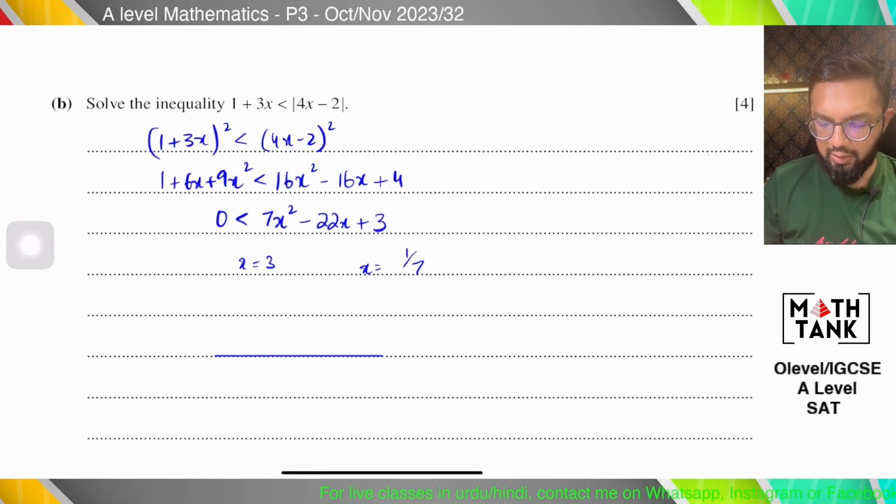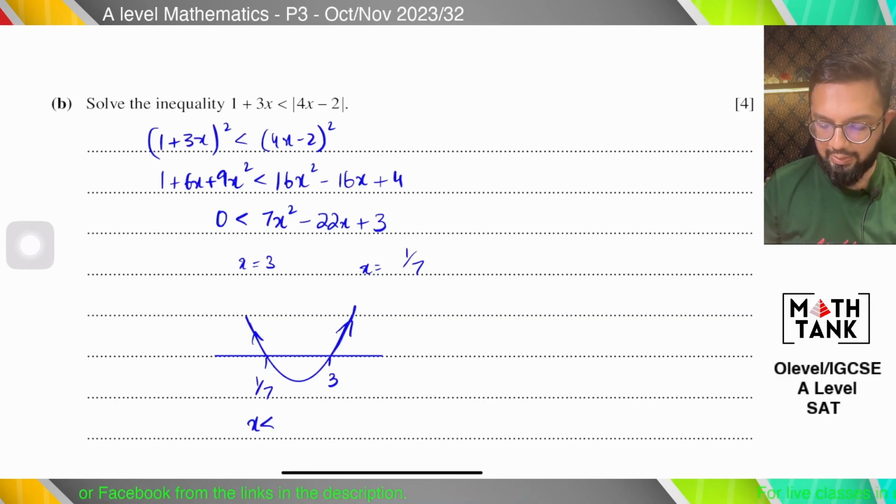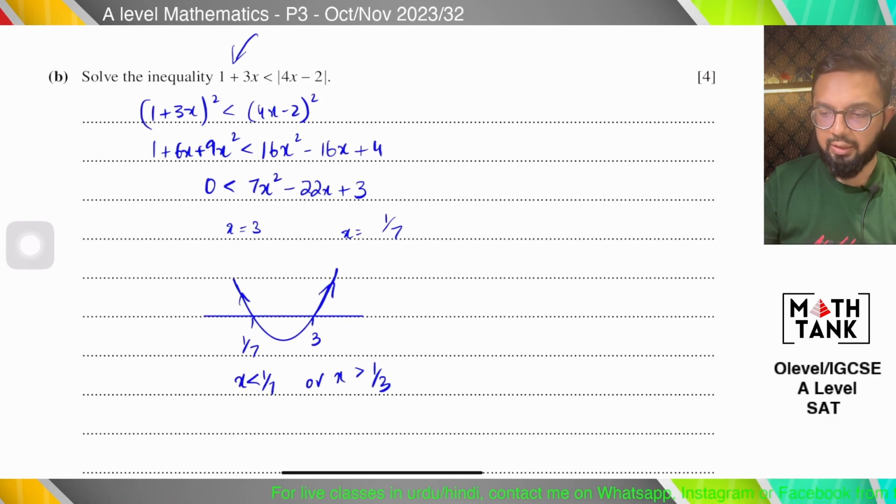Now since this is an inequality, I'm going to say that my solution lies here or in this region. So x is less than 1 over 7 or x is greater than 3. Now remember that when you have modulus on one side and an expression on the other side, what you need to do is you need to verify your answers as well.